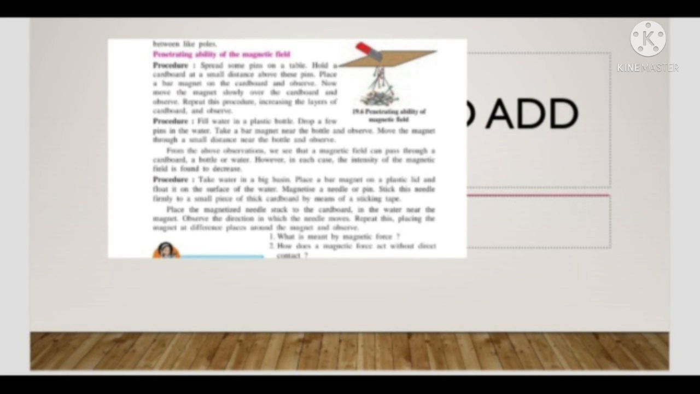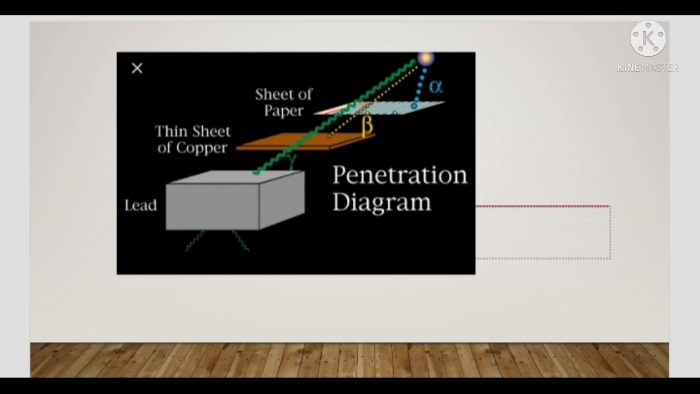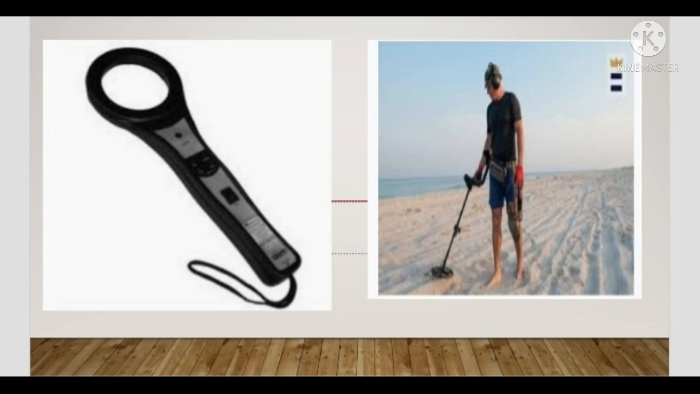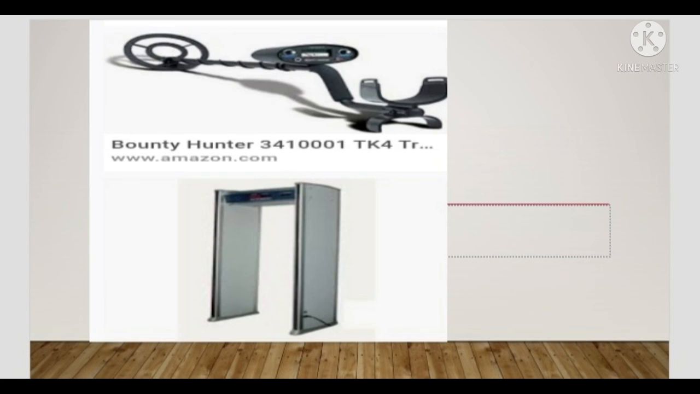So today we have discussed lesson number 19 and video number 37, the properties of magnetic field. In this video we have discussed magnetism, two activities of steel bar, the earth is a gigantic magnet, the magnetic needle, the magnetic field, the properties of magnetic lines of force, the penetrating ability of magnetic field and metal detector.